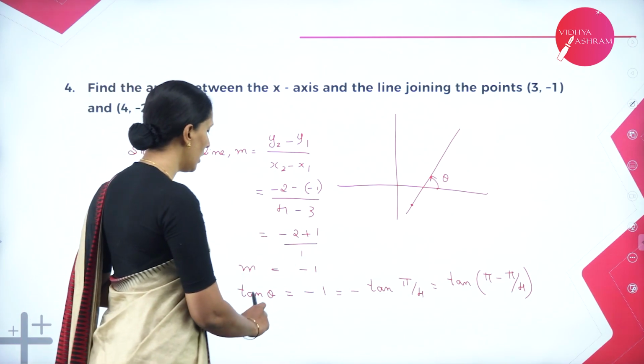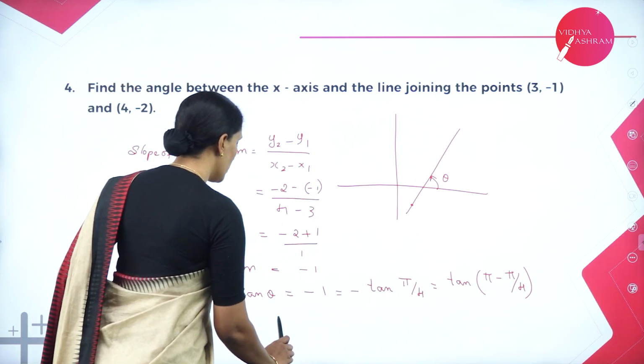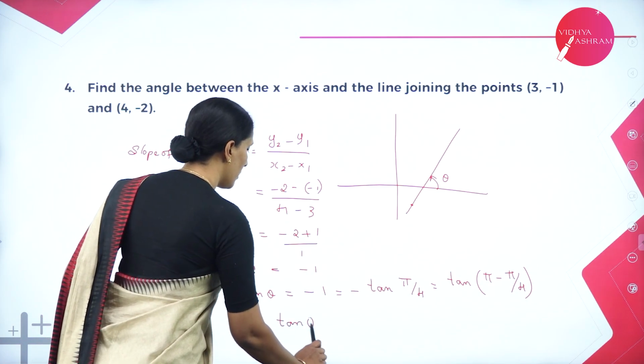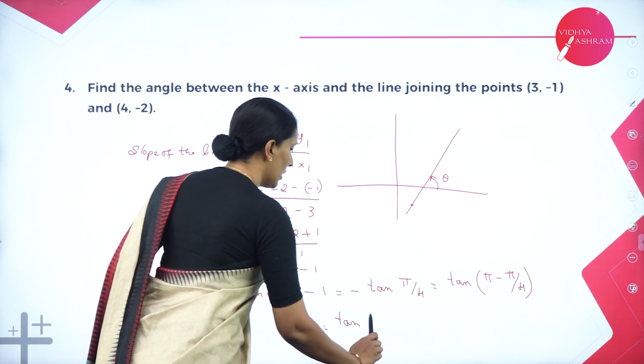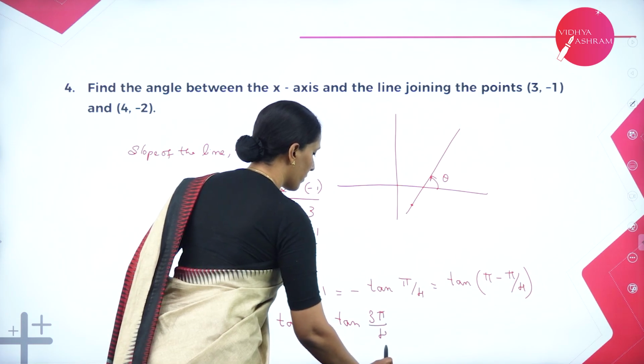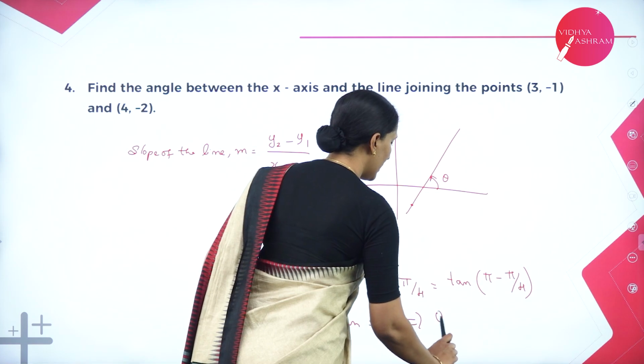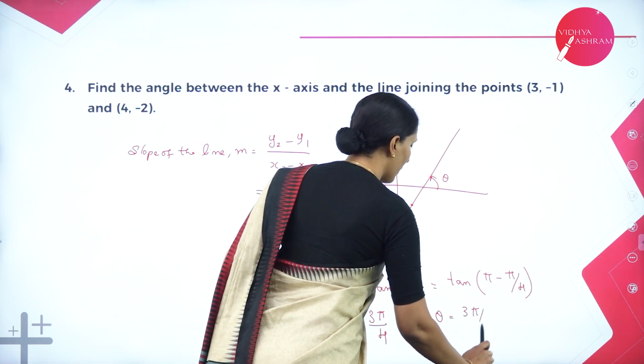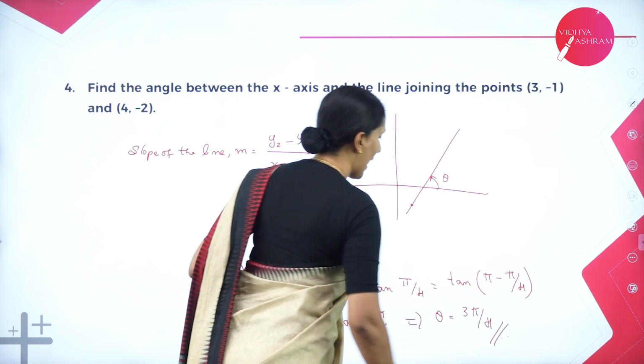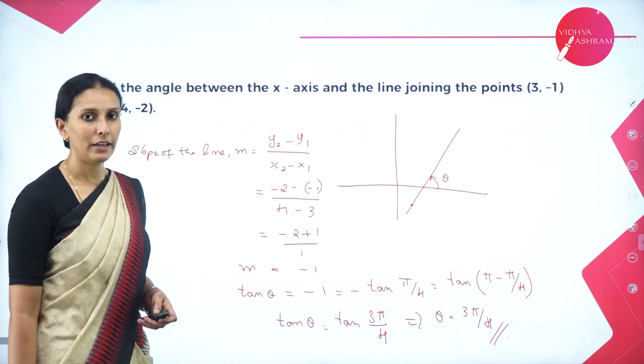So here tan theta is equal to tan 3 pi by 4. We have tan on both sides, so removing this, we get theta is equal to 3 pi by 4. This is the angle made by the given line.